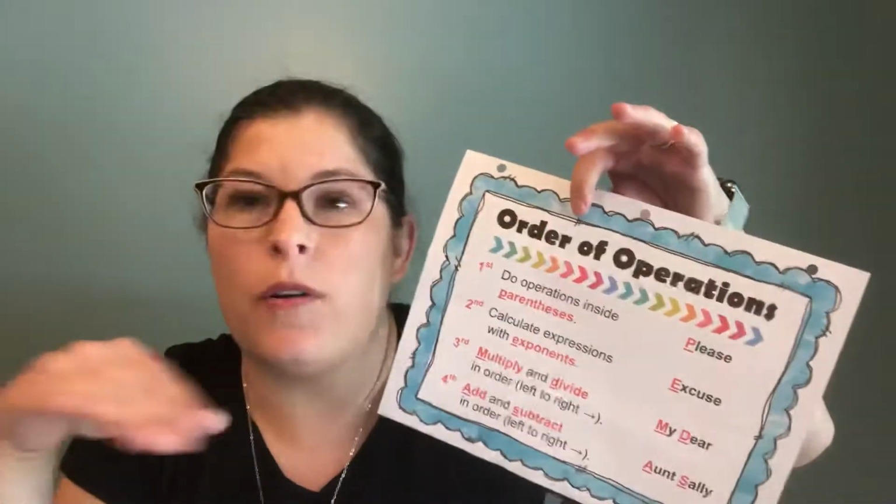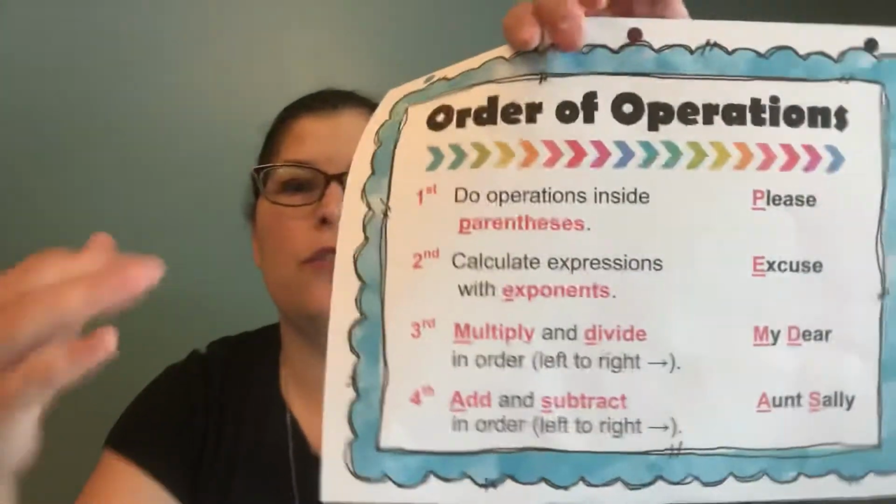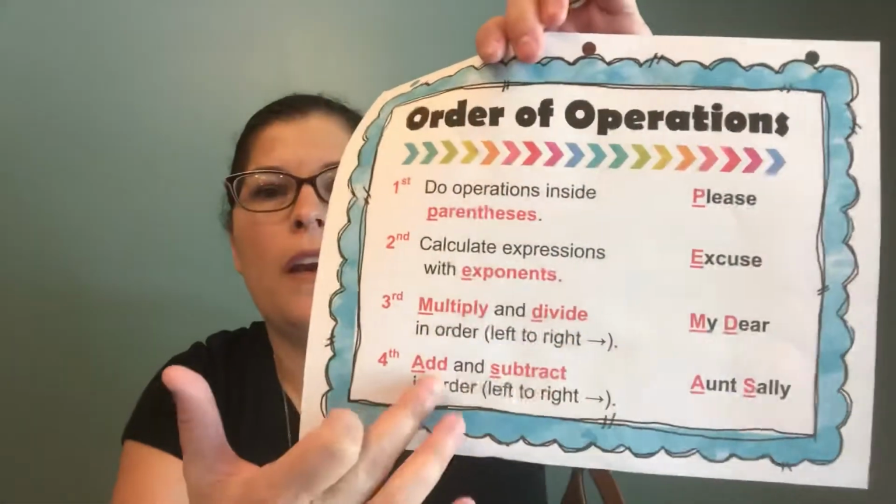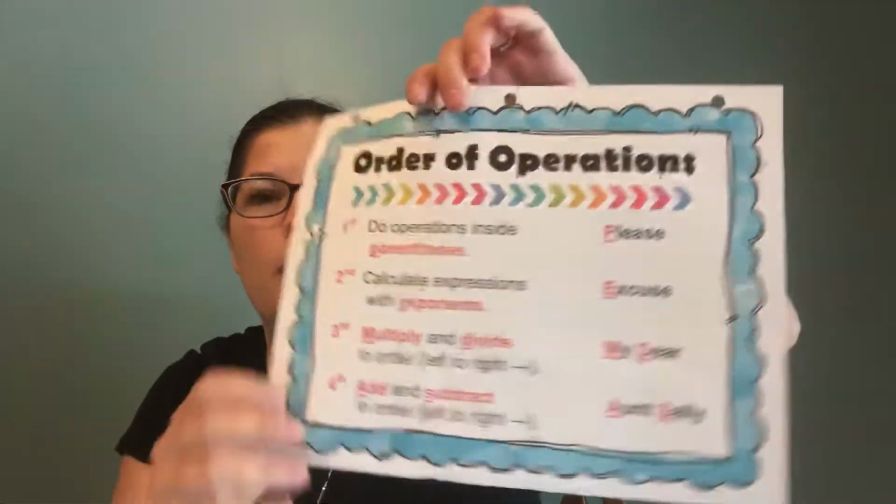Then we look at the exponents. There's no exponents in here, so you're good. Then we do multiplication and division. Again, you're starting in order from left to right, and then you're going to add and subtract left to right. I'm going to do two examples here.